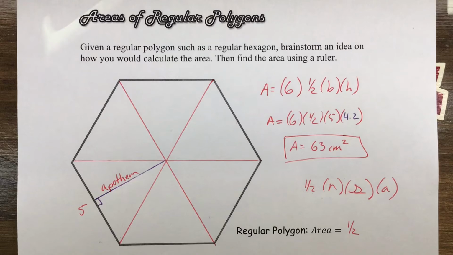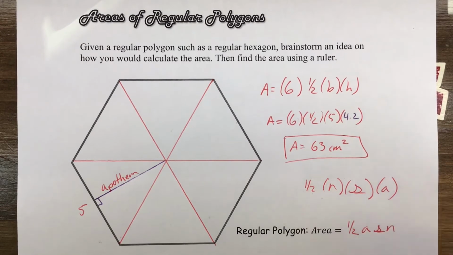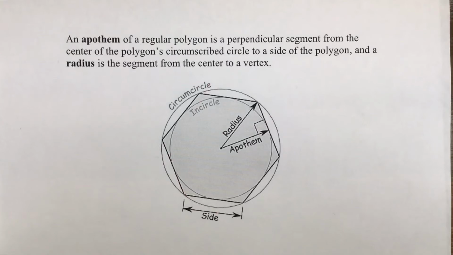All right, so for calculating the area of any regular polygon, you can take 1/2, the number of sides, times the side length, times the apothem, which is normally going to be printed this way, 1/2 ASN. No particular reason that it's in that order. This is just the way that we write it. For this part of the video, I just want to go over some vocabulary.